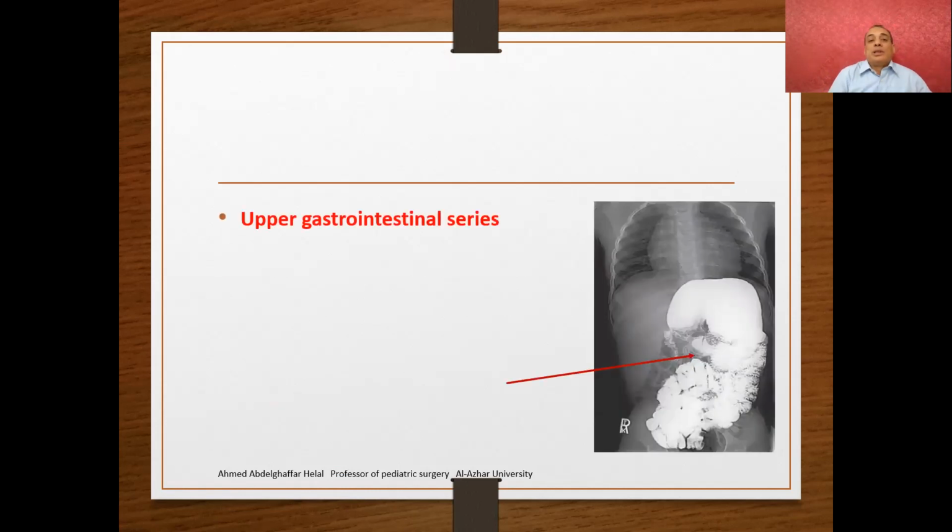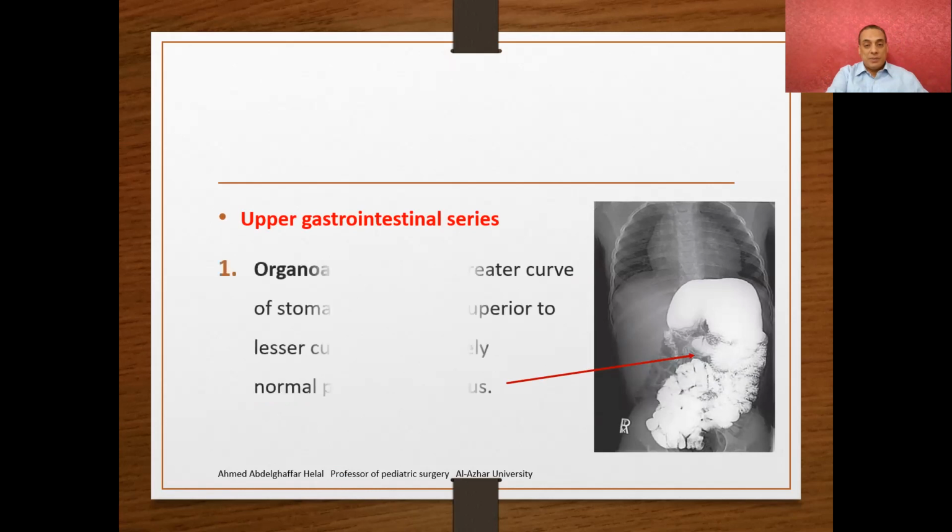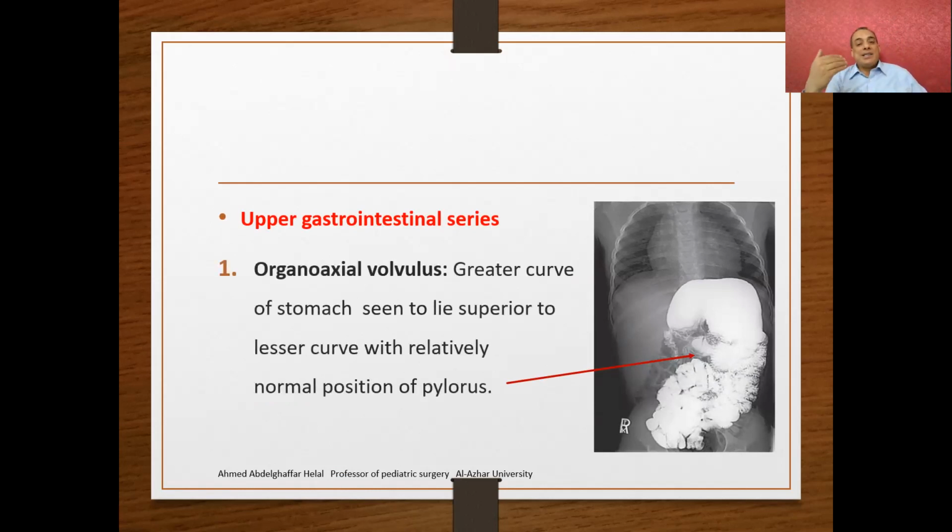The second important radiological diagnosis is the upper gastrointestinal series. Very important, in organoaxial volvulus, the rotation is around the organ's long axis, from the esophagogastric junction to the pylorus. In organoaxial volvulus, we will see the greater curve of the stomach lies superior to the lesser curve. The greater curve will lie superior to the lesser curve.